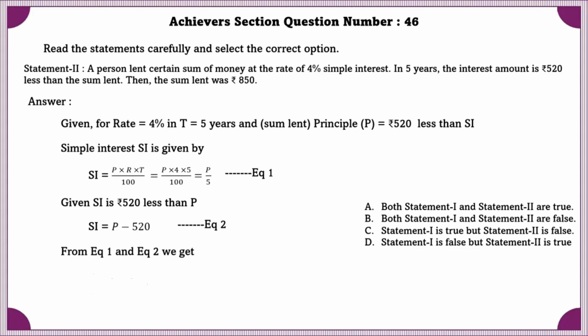From equation 1 and 2, we get P by 5 is equal to P minus 520. So P is equal to 650 rupees, not 850 rupees. Therefore, statement 2 is false.